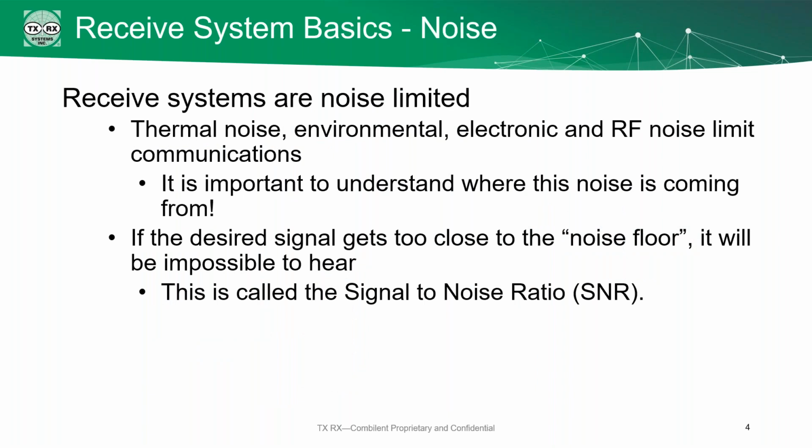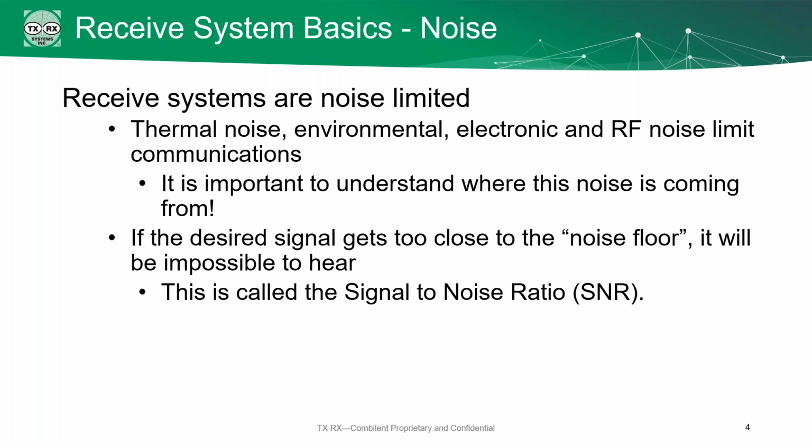So the first thing to understand about your receive system is that all receive systems are noise limited. There's a lot of noise that's out in the real world. This can be thermal noise, environmental noise. There's electronic and RF noise from other people's radios. And it's important to understand where all this noise is coming from.